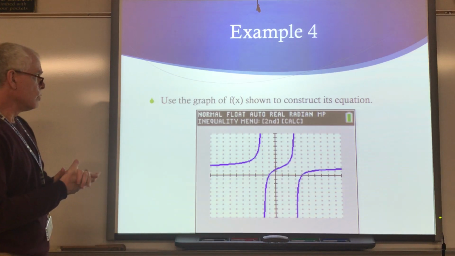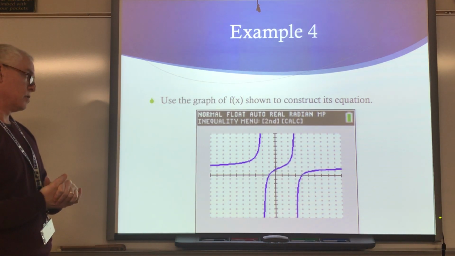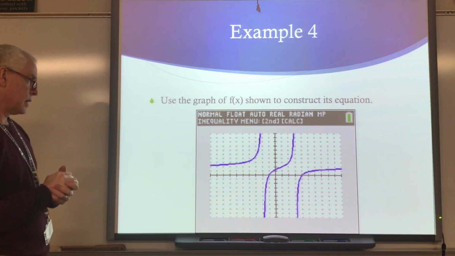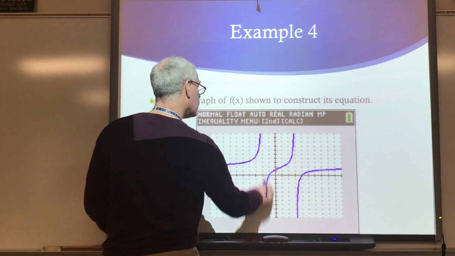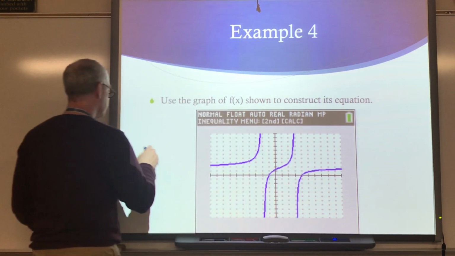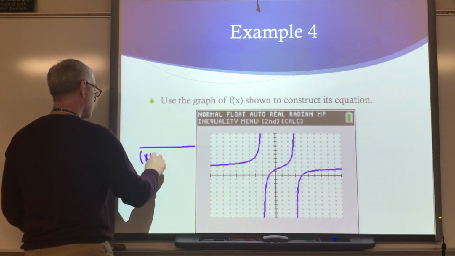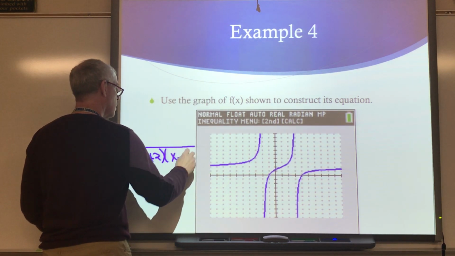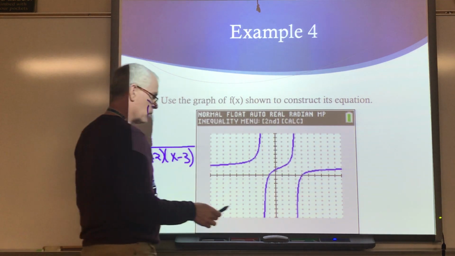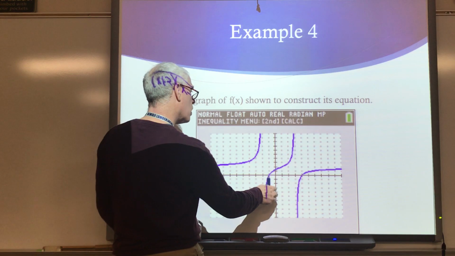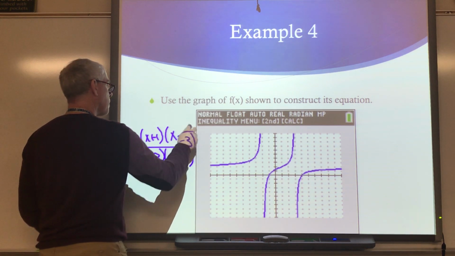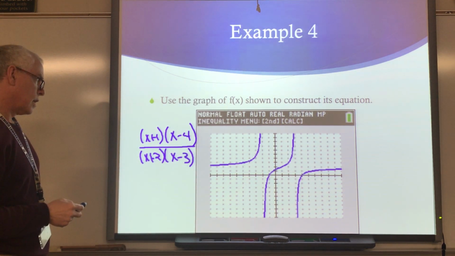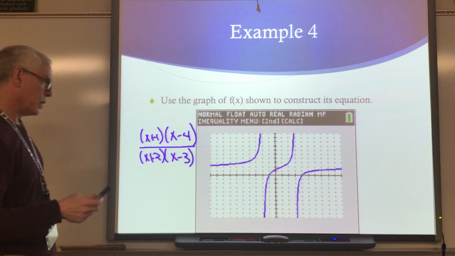All right, use the graph of f of x shown to construct an equation. All right, so now we got to think about this a little bit. I've got vertical asymptotes, it looks like at -2 and +3. So I've got that scenario, okay? We cross the x-axis at -1 and 4.